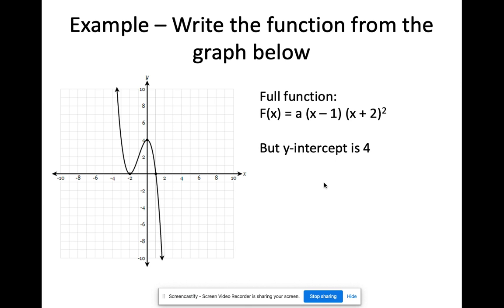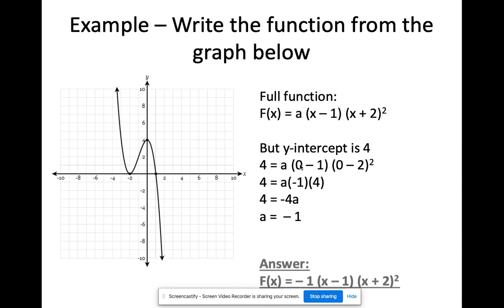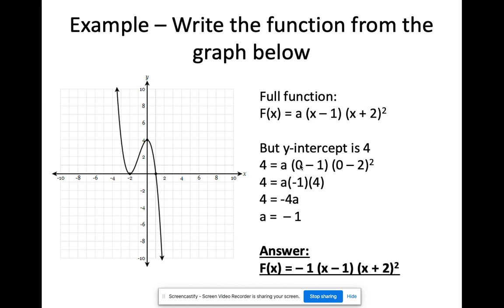But the y-intercept is 4, which means when x is 0, y is 4. So f of x is 4 when x is 0. If I substitute that, I get a equals -1, which means my full function is equal to -1 times x minus 1 times x plus 2 quantity squared. Okay? This is the factored form.